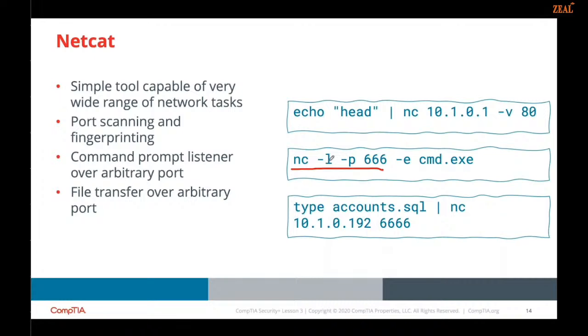Another way is to transfer a file. You can use this one: type accounts.sql, pipe, nc, the IP address and the port number. The port number should be open. It basically tries to send the file to the victim. If the port number is open, then it will receive it. If the port number is not open, then we need to open it up with this command. So that's basically the use of Netcat, the effective, simple, and powerful tool.